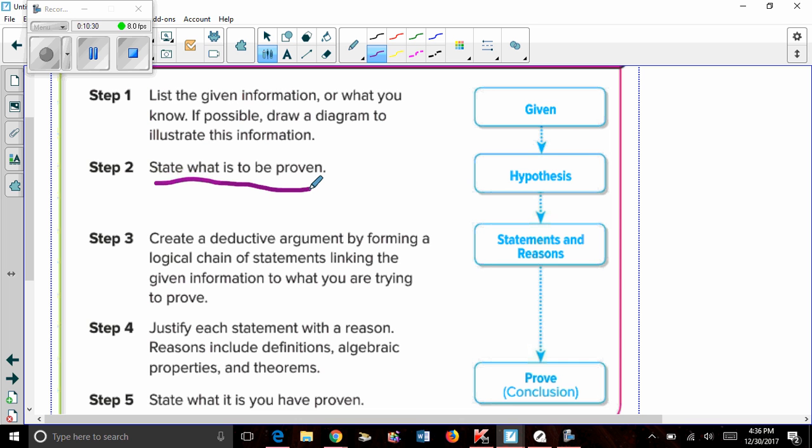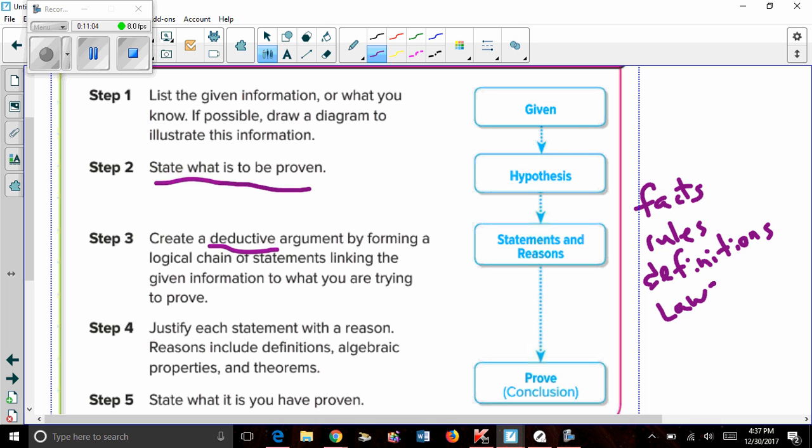Step 3 would be to create a deductive argument by forming a logical chain of statements linking the given information to what you're trying to prove. So for deductive, remembering we're going to have to use our facts, rules, definitions, and laws to make these proofs.